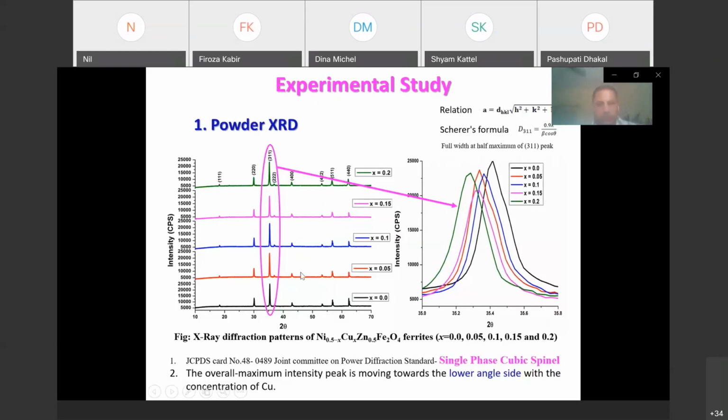When these data are tallied with the powder diffraction standard, they match with single-phase cubic spinel. The peaks are accumulated here. An overview of this peak shows that the maximum intensity peak is moving towards the lower angle side with the increase in concentration of copper.